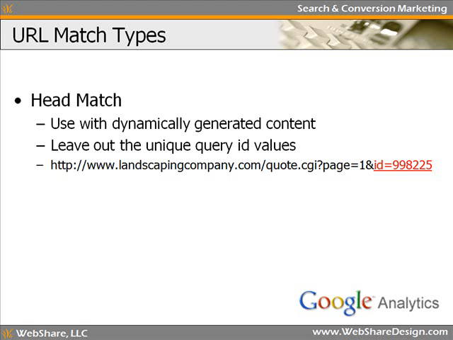The next type is head match. This option should be used if your website has dynamically generated content. For example, if the URL for a particular visitor is the same, however the ID varies for each visitor, choose the head match option. Be sure to leave out the query ID when entering the goal or funnel URLs.